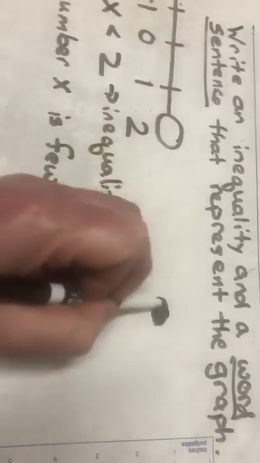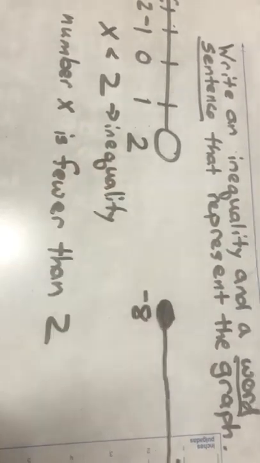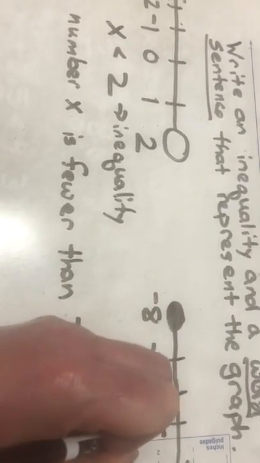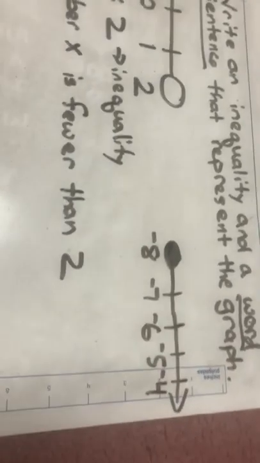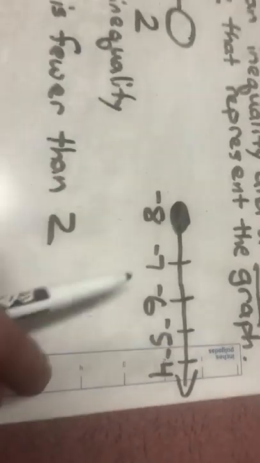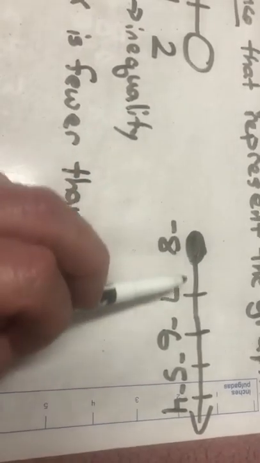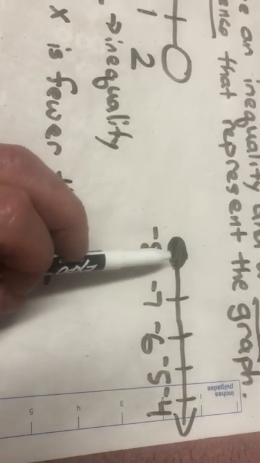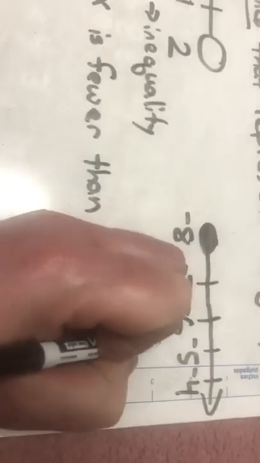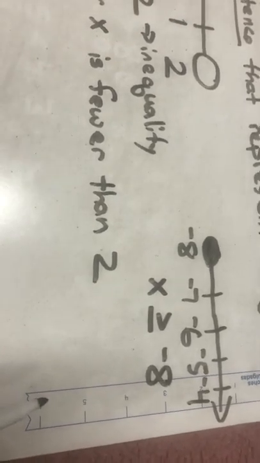This time let's have a shaded circle. Let's have a shaded circle over -8, -7, -6, -5, -4. I'm going to go to the right. Remember, as my negative numbers get bigger and I get closer to 0, my digits actually get smaller. So when I look at an inequality, first of all, I know my number is getting bigger. So it's going to be greater than. But my circle is shaded. So it's going to have to be x is greater than or equal to -8.